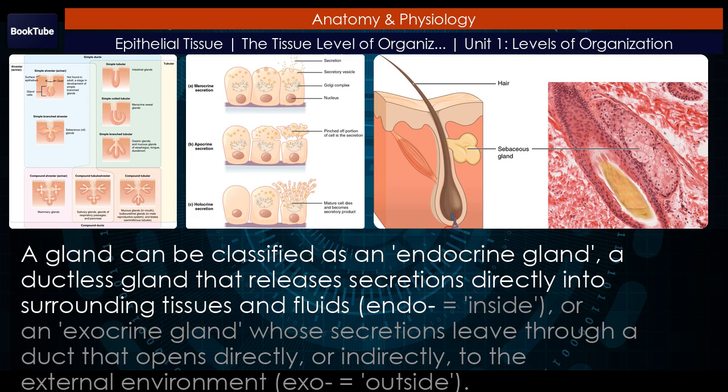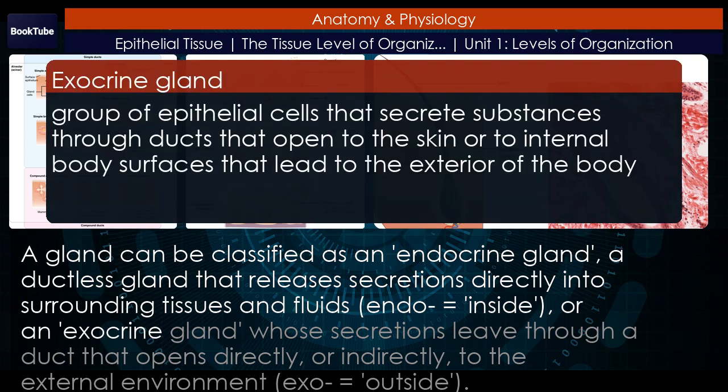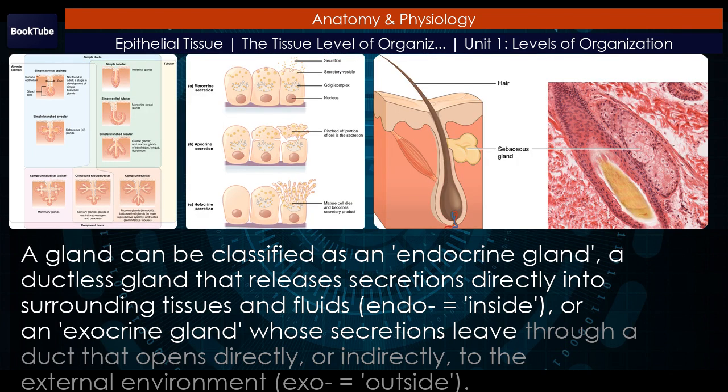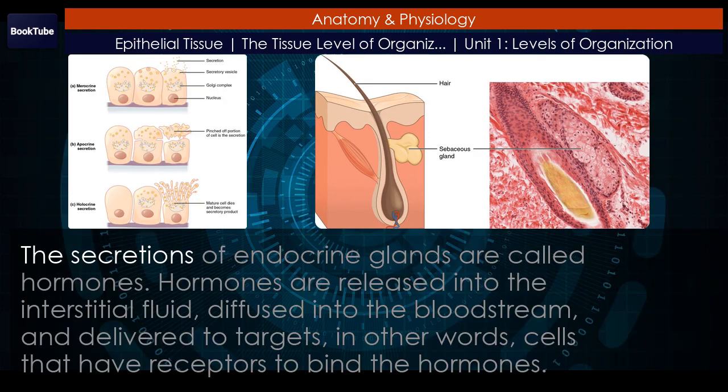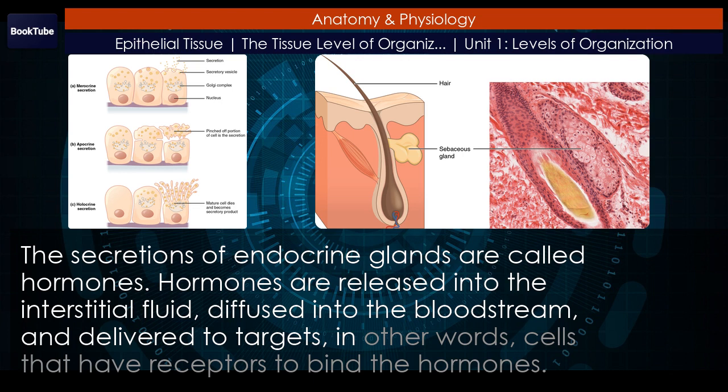Endo equals inside, or an exocrine gland, whose secretions leave through a duct that opens directly or indirectly to the external environment. Exo equals outside. Endocrine glands. The secretions of endocrine glands are called hormones. Hormones are released into the interstitial fluid, diffused into the bloodstream, and delivered to targets, in other words, cells that have receptors to bind the hormones.